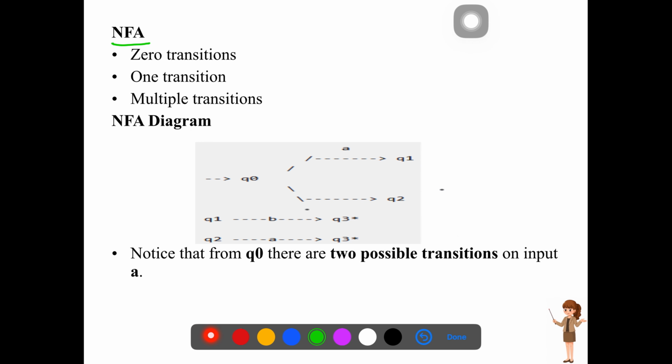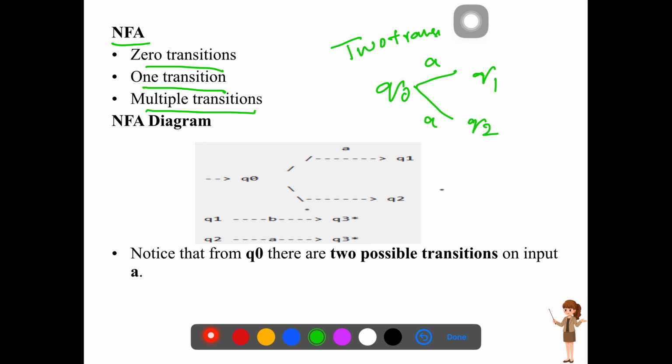Non-deterministic finite automata. Sometimes it has zero transition, one transition, and multiple transitions. And it also allows the epsilon transition. You can see the diagram here, Q0 is sent to Q1 with a transition on input A. I hope you guys understood. So deterministic finite automata has a single transition on single input, whereas a non-deterministic finite automata has multiple transitions on the single input. I hope you guys understood. Let's move on to the next slide.